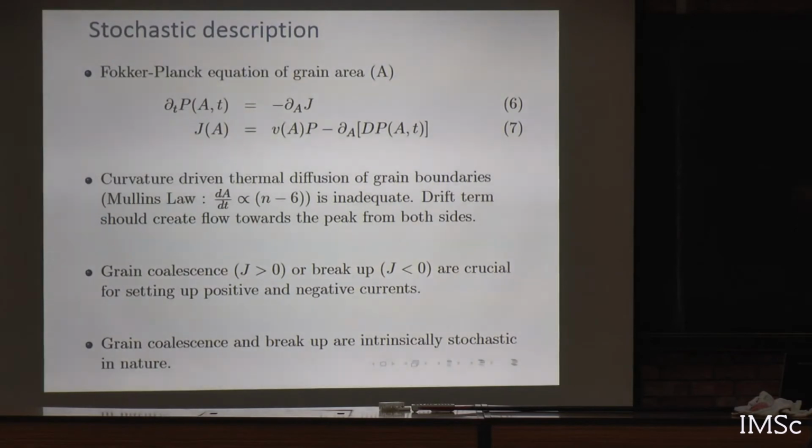But you can see that this is not in terms of area, this is in terms of the number of sides. So this law really doesn't help us to understand the statistics of grain size. Okay. So you can think of an equation like this. This is the probability P of A that a particular grain size has at a given time. Now, this is the flux in the grain area space, and you can imagine there is a drift term in the flux and there is a diffusion term. Now, if this was equilibrium, you would not have this drift term.